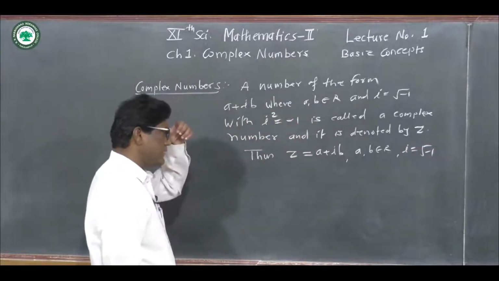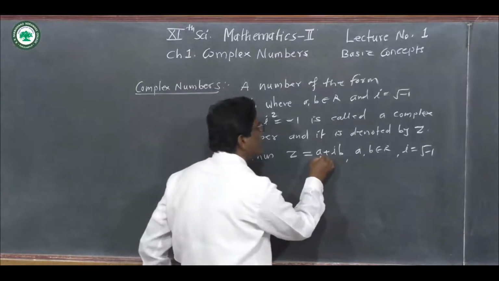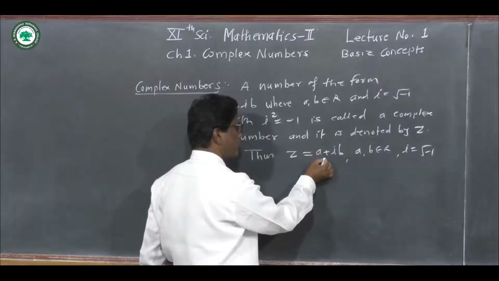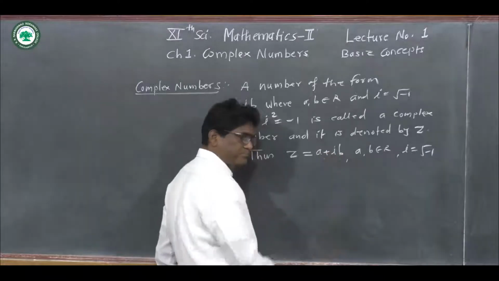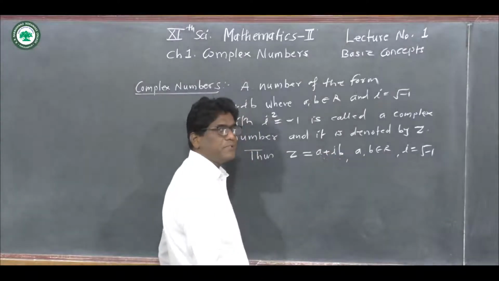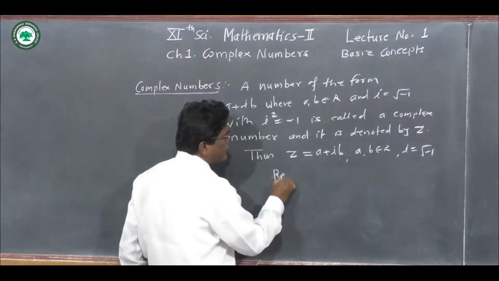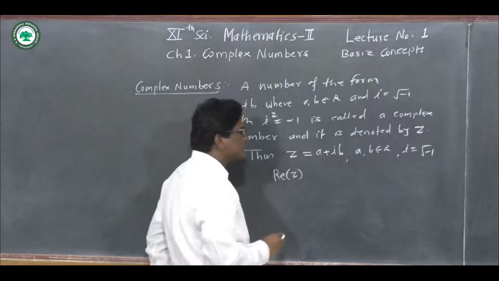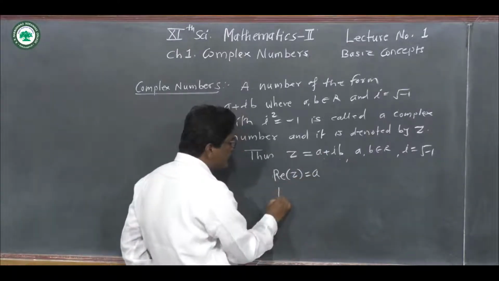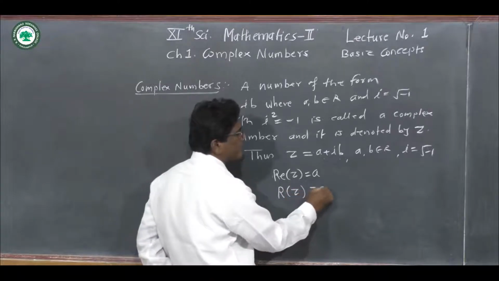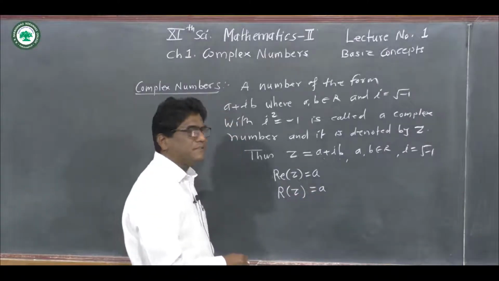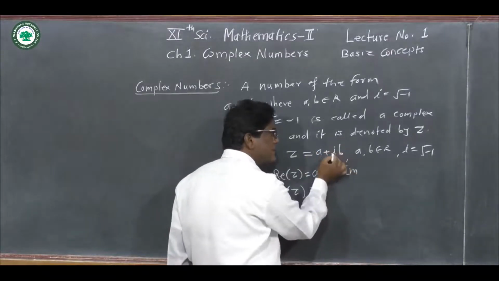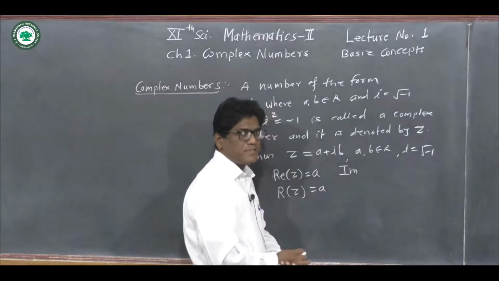Now this a we call the real part, and the coefficient of b is called the imaginary part. We denote it by Re, the real part of Z, the real part of this complex number, that is equal to a, or only we denote by R of Z, that is a. The real part of Z is a, and the imaginary part, that means ib is the imaginary number we have just seen.